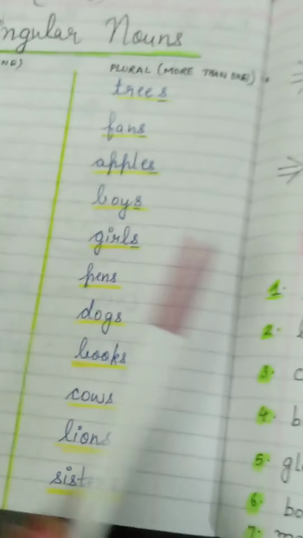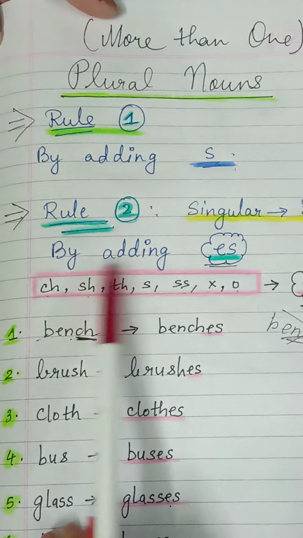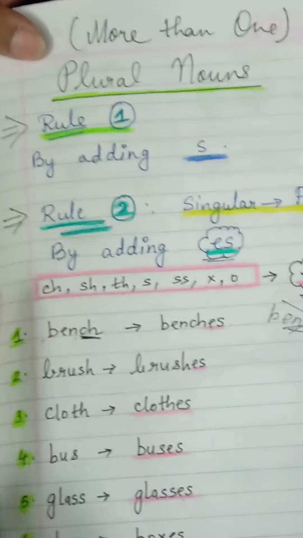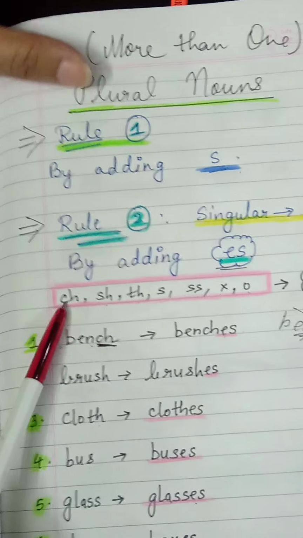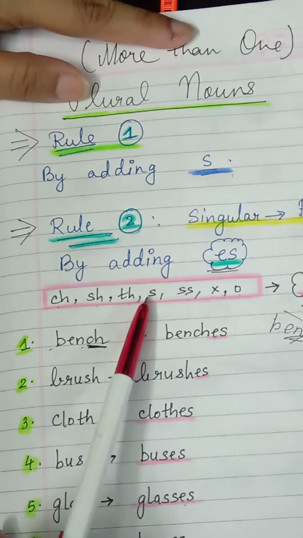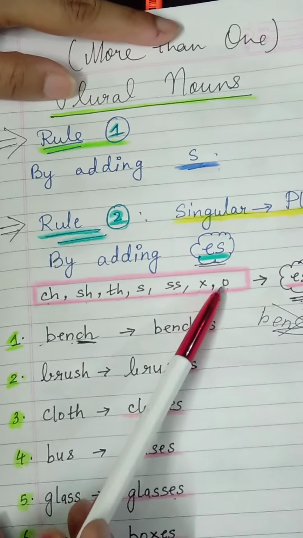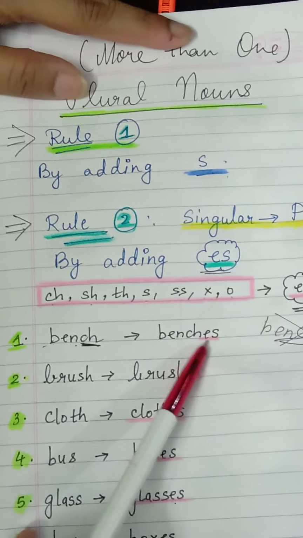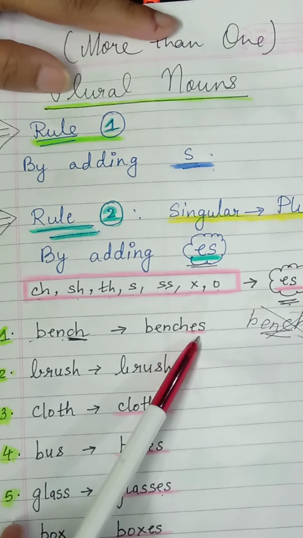The second rule was we can change singular to plural by adding es. Where are we going to add es? If the words are ending with ch, sh, th, s, double s, x or o, in that case we add es at the end of the word to make it plural.